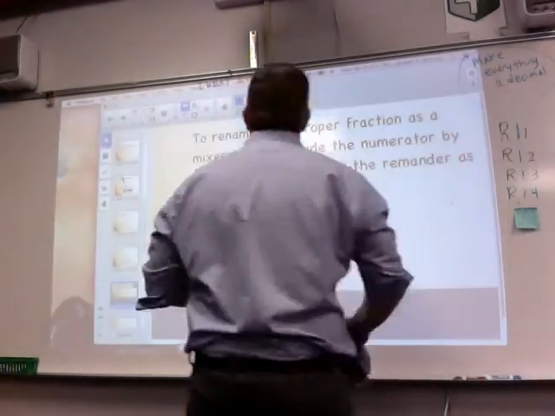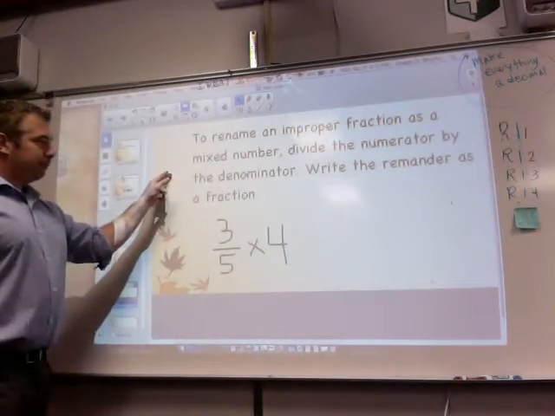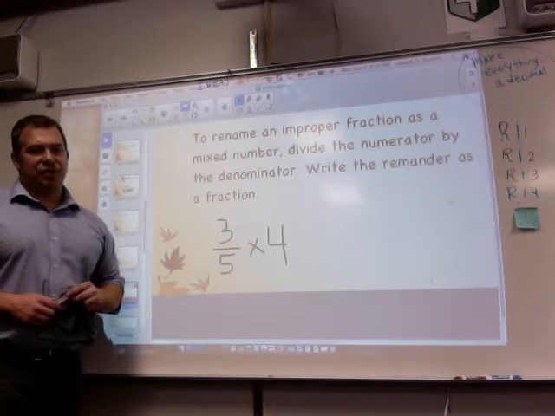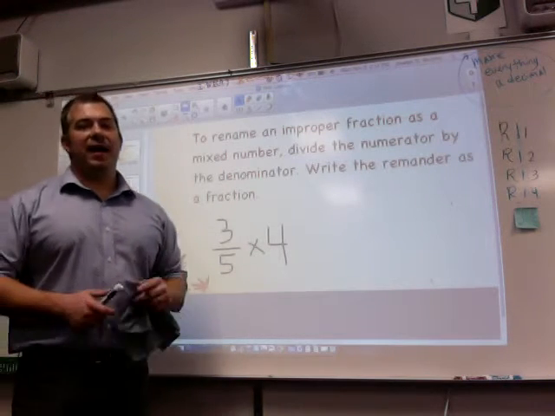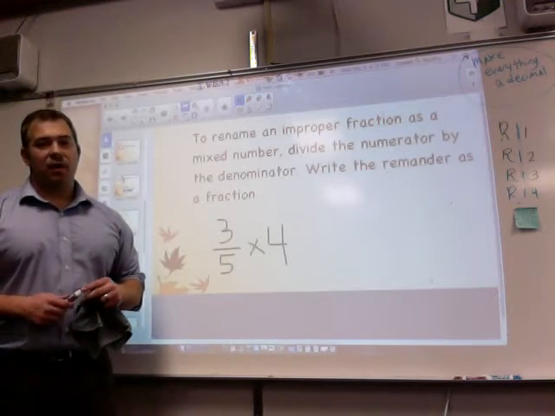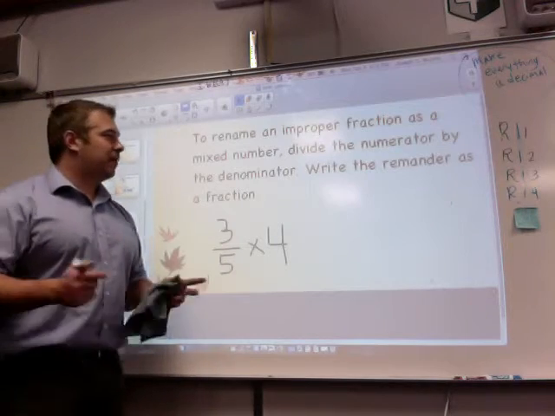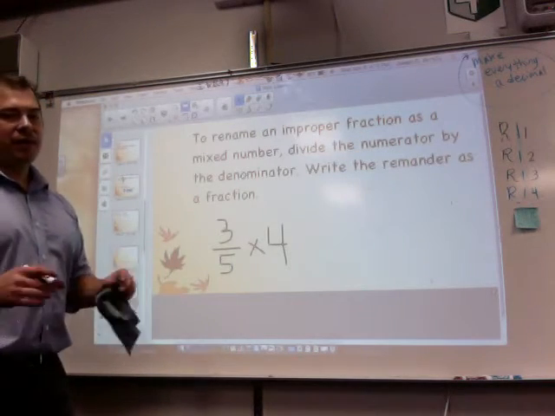All right, before we move on, I want to give you a quick note here. To rename an improper fraction as a mixed number, you need to divide the numerator by the denominator. Write the remainder as a fraction. That might sound confusing for you right now, so let's just do it.